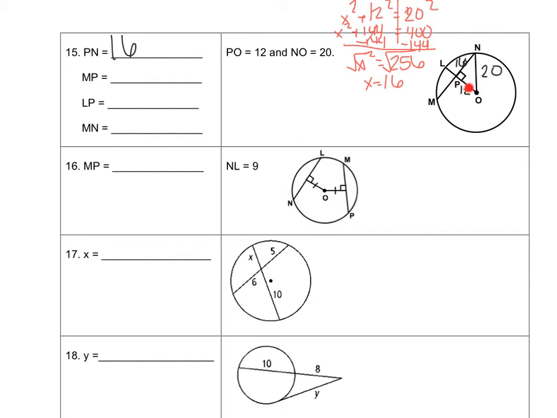That means the radius is going to bisect the chord. Well, if it bisects the chord, what does that mean? Bisect means cut in half. So if this little part is 16 right here, what does that make MP? 16. So I know MP is 16.